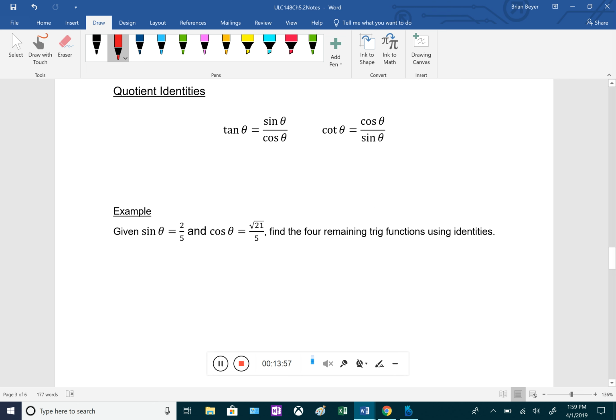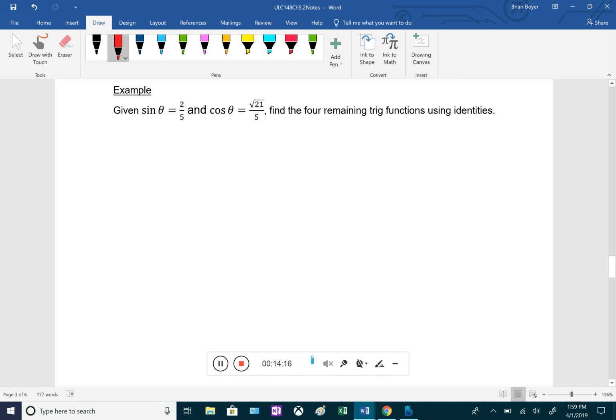The quotient identities means dividing, obviously. So tangent equals sine over cosine, and cotangent would just be the reciprocal of that, which is cosine over sine. So there are going to be tons of identities for these trig units.